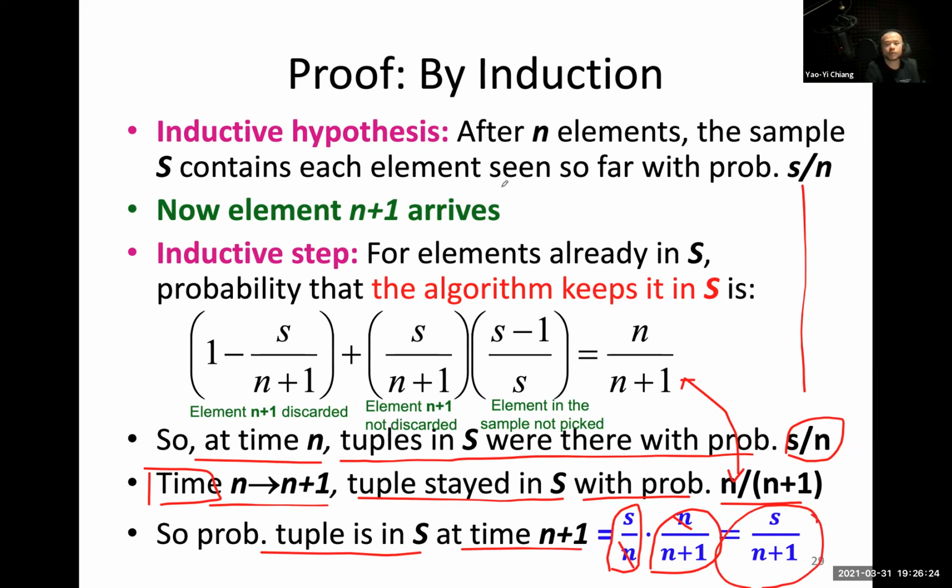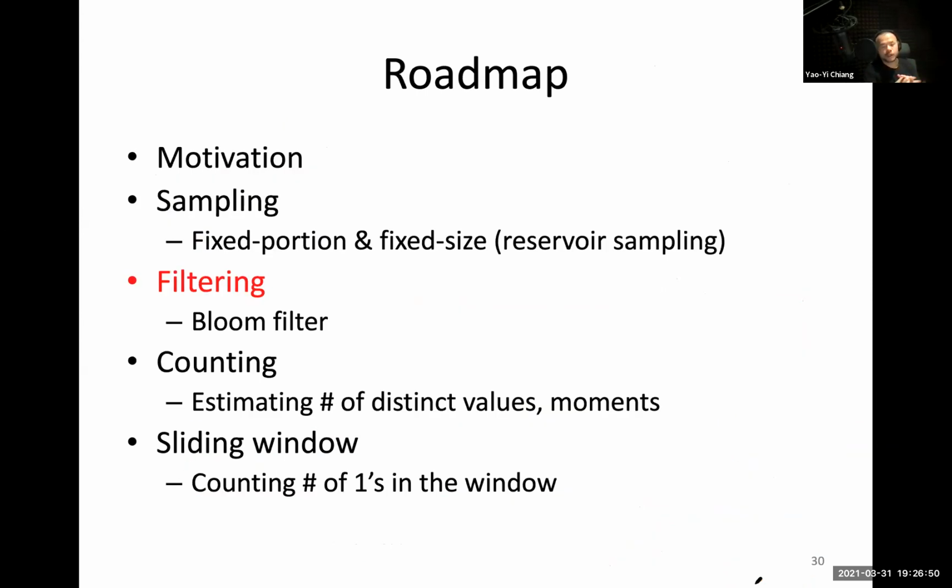Pretty cool. So we proved that after n elements, the sample S contains each element seen so far with the probability S over n. And when n plus 1 arrives, the probability becomes S over n plus 1, right? So every element will have the equal probability. All right, so that's the reservoir sampling approach, and that's all for sampling.